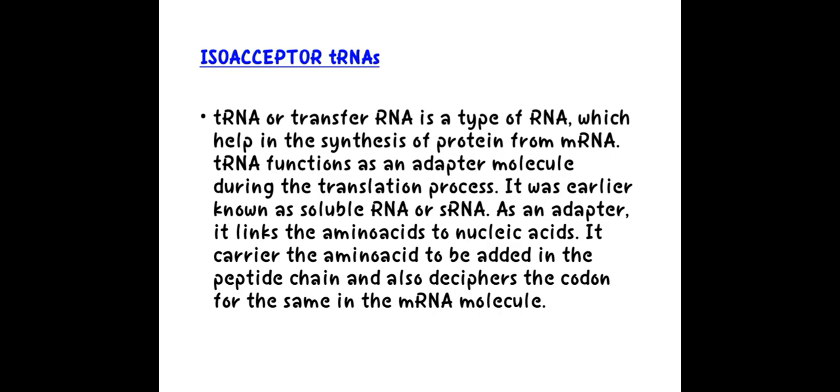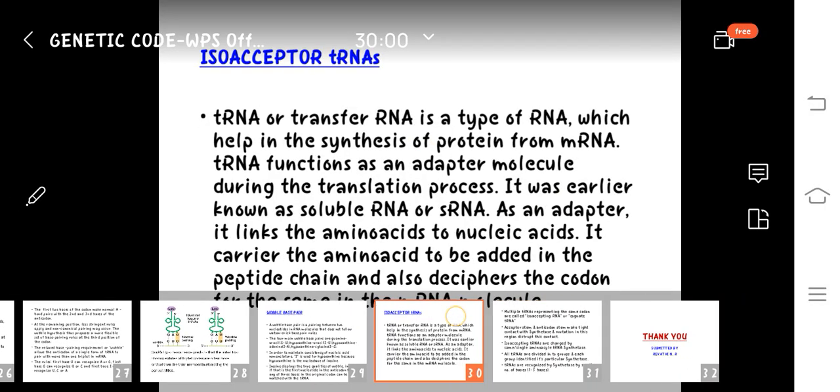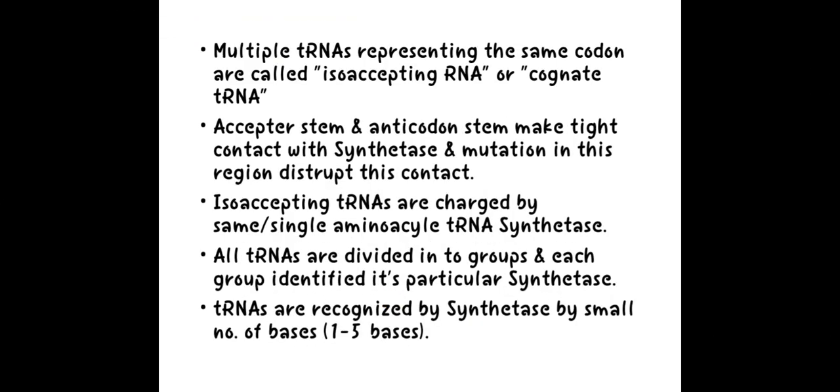Isoacceptor tRNA. Transfer RNA is a type of RNA which helps in the synthesis of protein from mRNA. tRNA functions as an adapter molecule during the translation process. It was earlier known as soluble RNA or sRNA. As an adapter, it links the amino acids to nucleic acid. It carries the amino acid to be added in the peptide chain and also deciphers the codon for the same in the mRNA molecule. Multiple tRNAs representing the same codon are called isoaccepting tRNA or cognate tRNA.